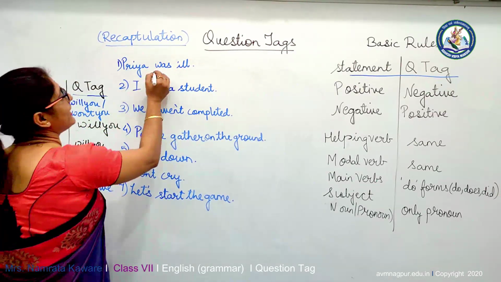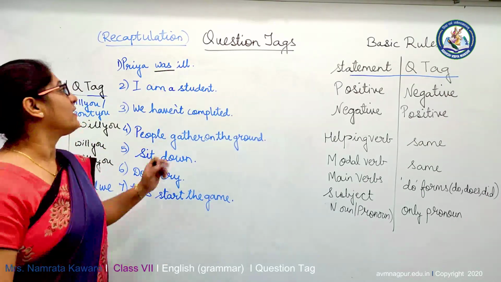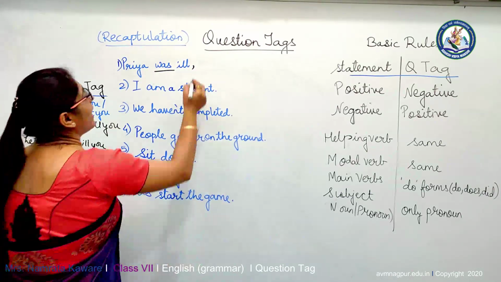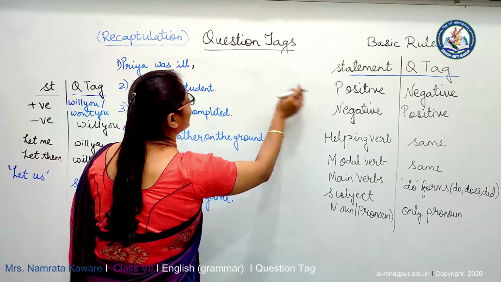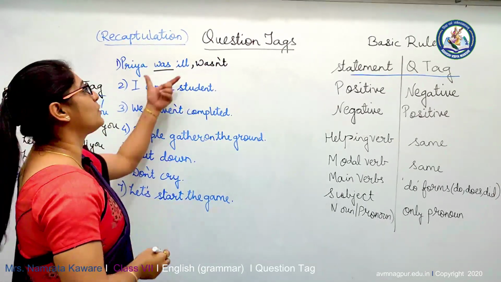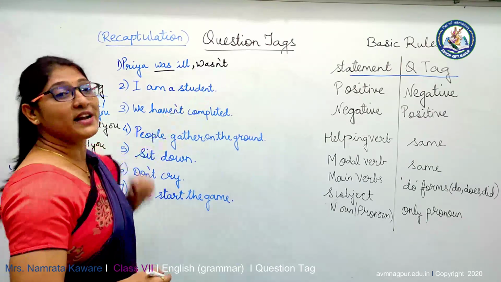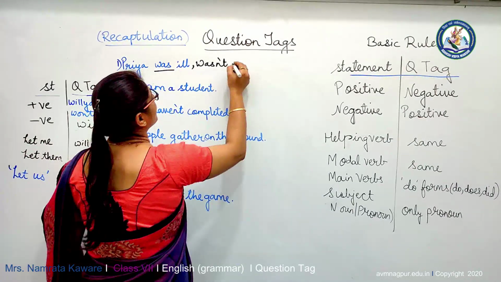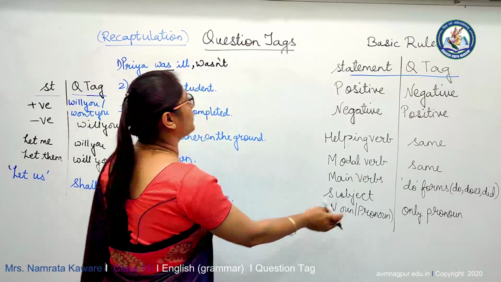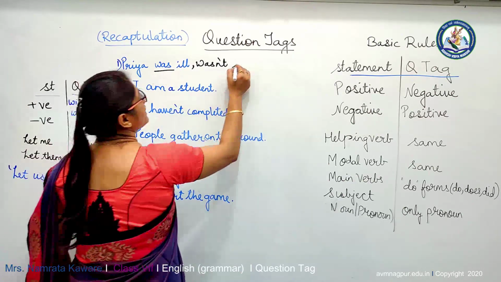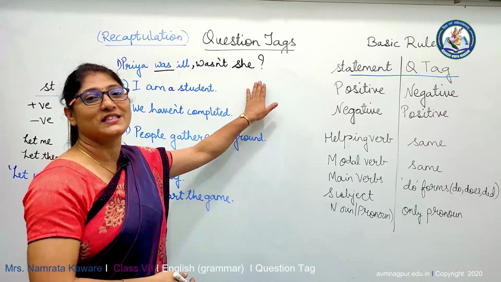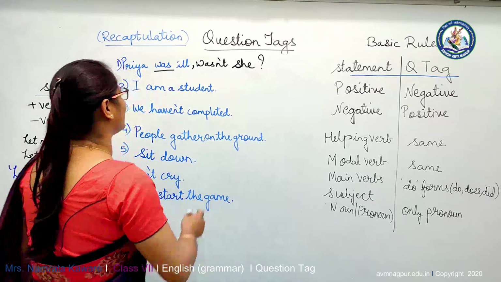Priya was ill. Here the verb is was. So we remove the full stop, put a comma, and as this statement is positive, the tag has to be negative. The negative form of was is wasn't, but we are supposed to write the contracted form. The contracted form of was not is wasn't. And for Priya, whether the subject is a noun or pronoun, we add a pronoun there. For Priya, the pronoun is she. Wasn't she? And a question mark. Remember, if you don't put a question mark, you're not going to score marks in your exam.